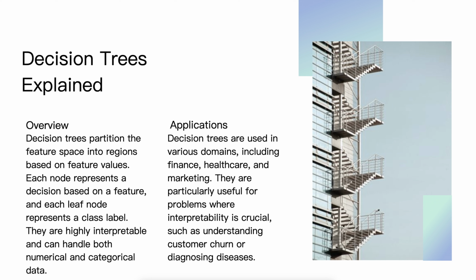Decision trees are another core method. They split data into branches based on feature values, leading to decisions at the leaf nodes. They're very interpretable. You can actually follow the reasoning step by step. That's why they're used in fields like finance, marketing, and healthcare, where understanding the why behind predictions matters.